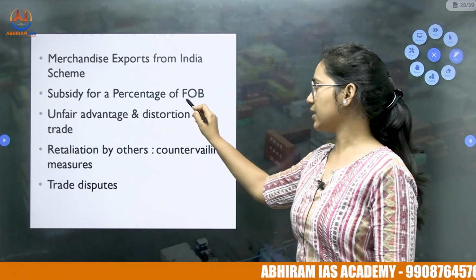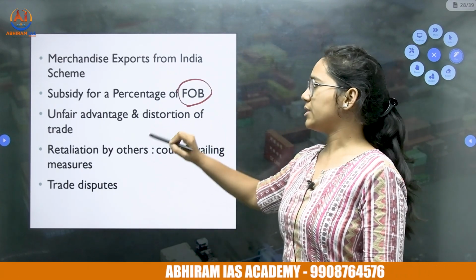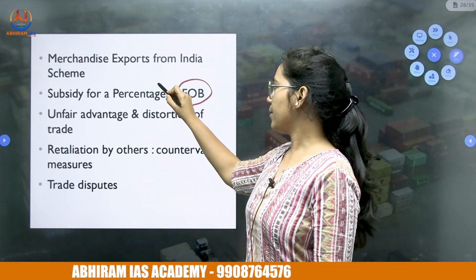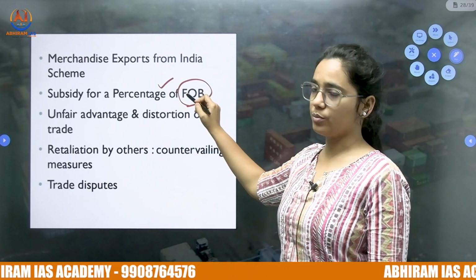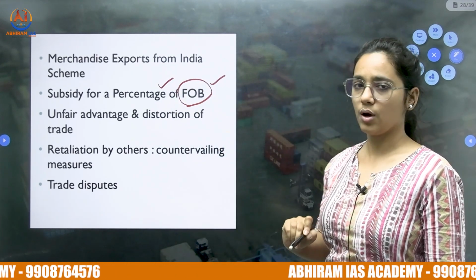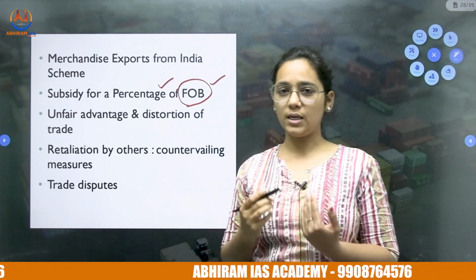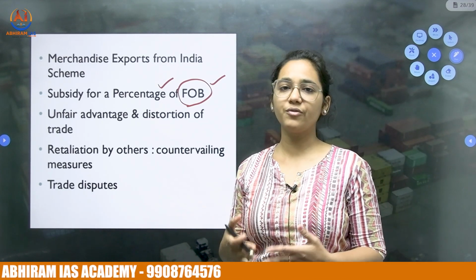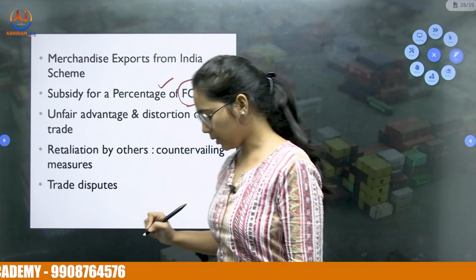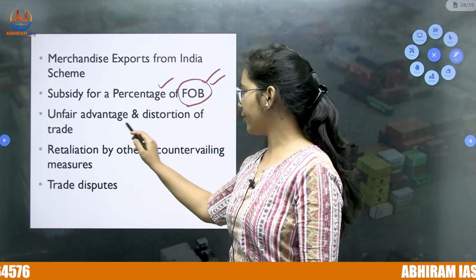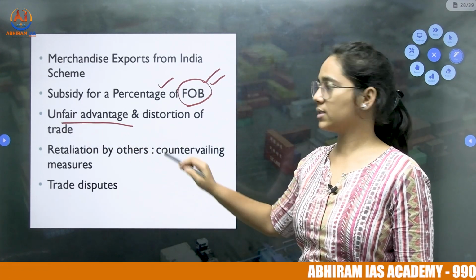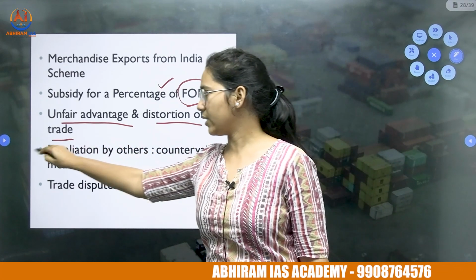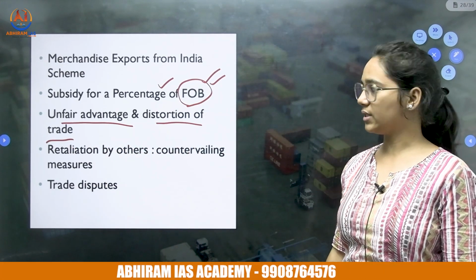So the Merchandise Exports from India scheme is nothing but a scheme that will subsidize some exports, a percentage of value or volume, for free on board goods. What is free on board? If a seller or manufacturer onboards his goods onto the vessel, he is free from any obligation. What are the problems? There will be unfair advantage to the locals and distortion of global trade. That's why WTO is opposing this.